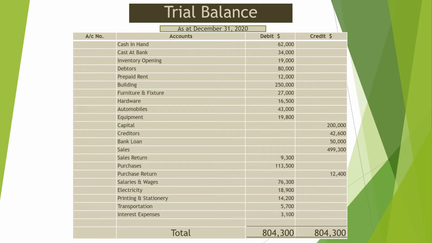Before we prepare the profit and loss account, we must take into account a few points. First, the accounts appearing in the trial balance must be identified: which accounts are to be put in the profit and loss account and which ones are to be put in the balance sheet. Secondly, what are the adjusting entries which need to be incorporated first in the trial balance to draw an adjusted trial balance?